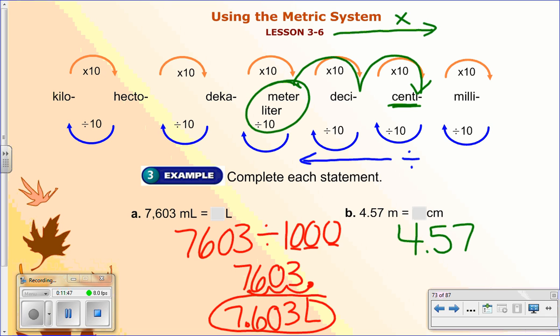And again, I'm doing 2 tens, which is 10 times 10 is 100. Well, when I multiply, I move the decimal to the right 2 spots because there's 2 zeros. 1, 2. So 4 and 57/100 of a meter is equal to 457 centimeters.